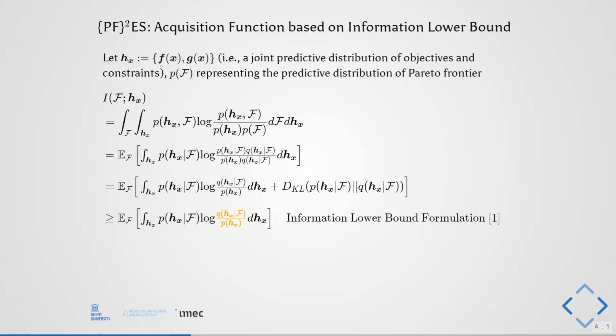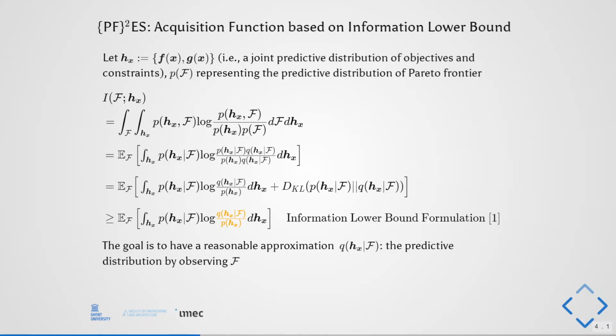The KL divergence term resembles having an approximation distribution q to approximate the p, and we aim to have this approximation as accurate as possible. We can simply ignore this KL divergence because of its non-negativity, and subsequently we obtain an information lower bound formulation of the mutual information. The goal is to have a reasonable approximation q of the predictive distribution of the joint objectives and constraints, given the observed Pareto frontier realizations.